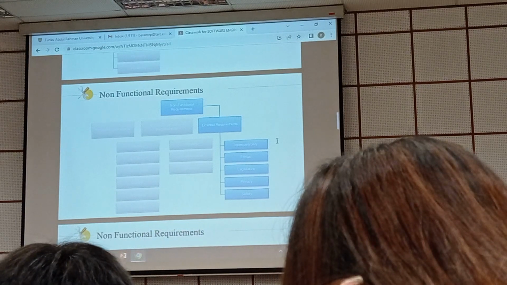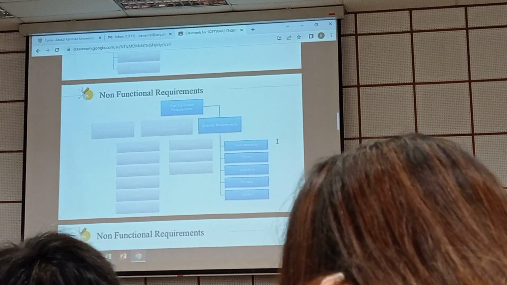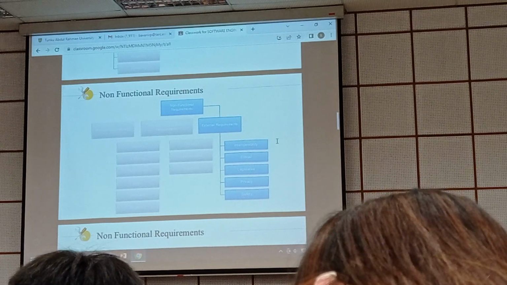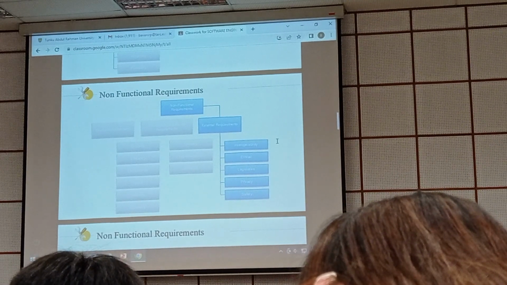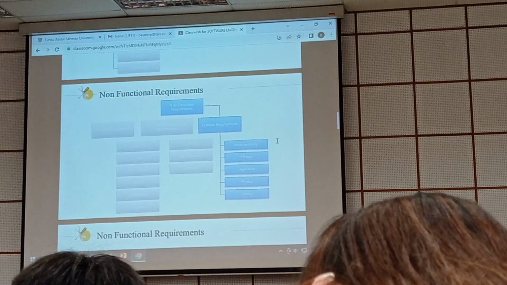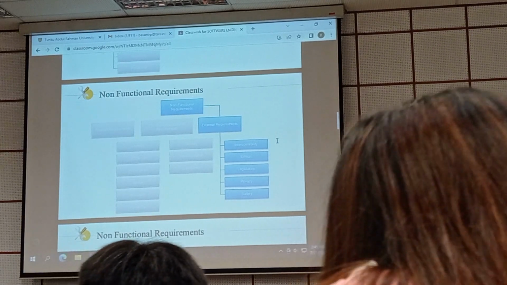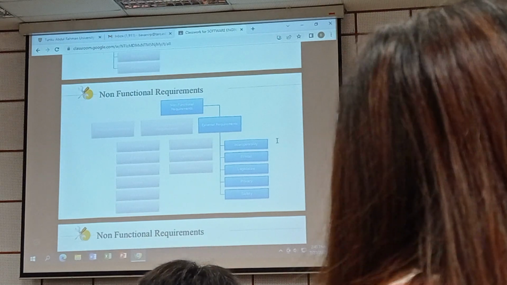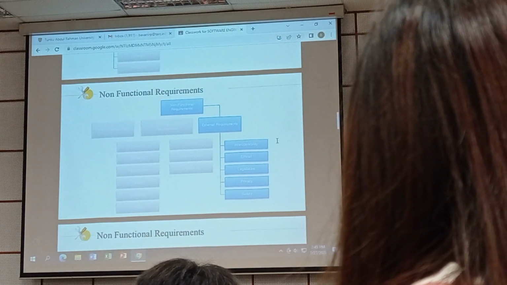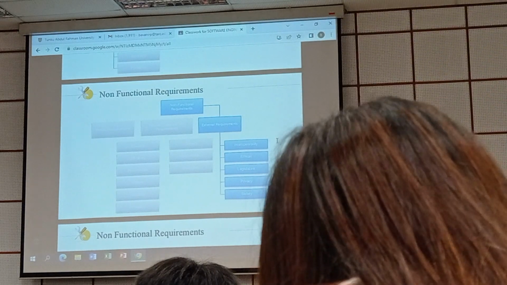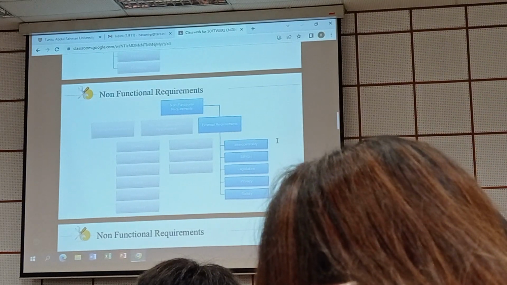Next is external requirement. Okay, just now the organization requirement is internal, within the company, because the company sets the rules and the procedure. You have to follow the company policy, the organization rules. External here is what the company also has to follow. That means something like government rules.